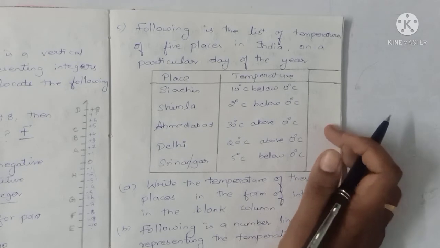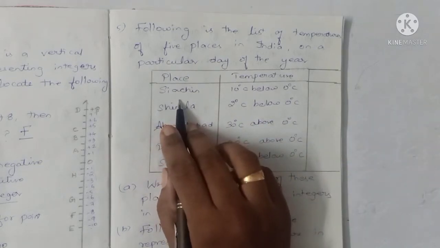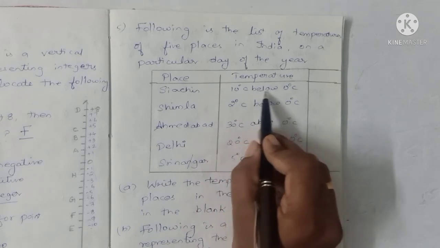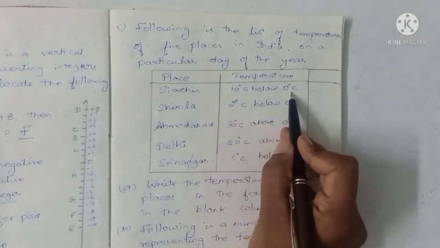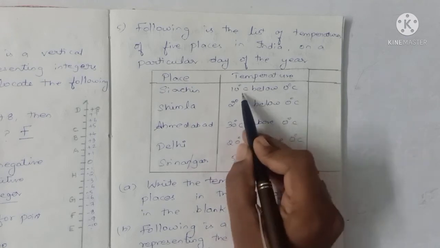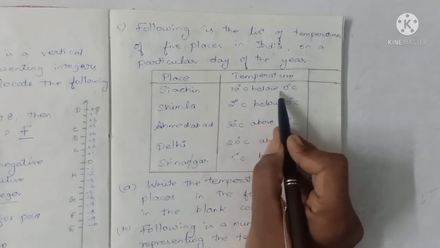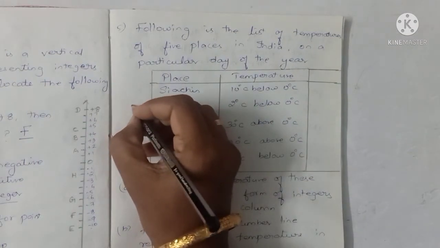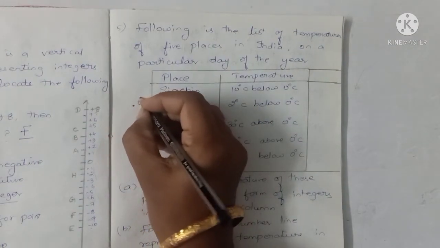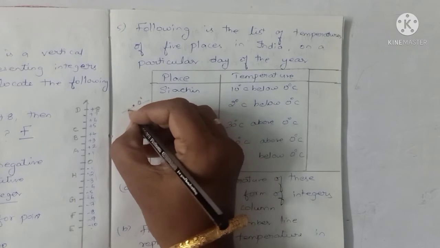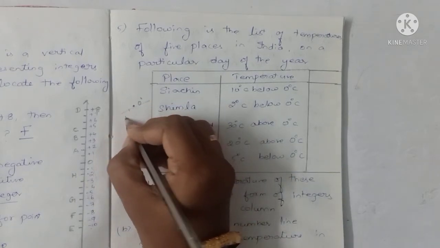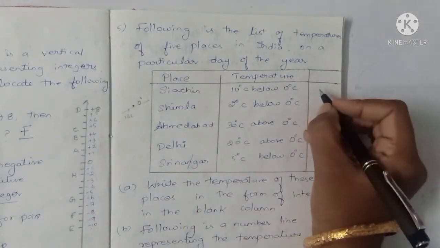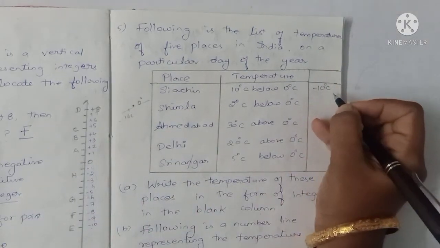Okay. First one, Siachen, 10 degrees Celsius below 0 degrees Celsius. So what does it mean? 10 degrees Celsius below 0 degrees Celsius means 0 degrees Celsius, and below 10 degrees Celsius below means it is -10. So the answer will be -10 degrees Celsius.